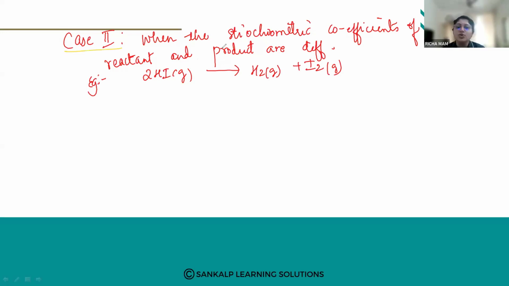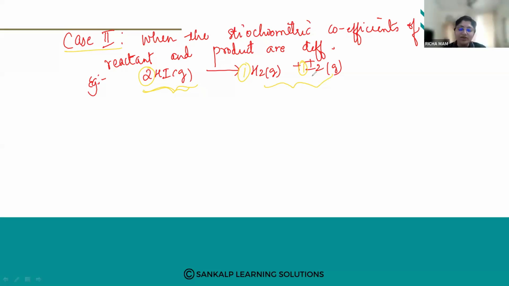Yes. So here the stoichiometric coefficients of the reactant and product are different. HI is 2 moles, this is 1 mole and this is 1 mole. So you can see the stoichiometric coefficients in the reactant and in the product are different. We get 1 mole of H2 or I2, so the rate of consumption of HI is twice the rate of formation of H2 or I2. For every 2 moles of HI, we get 1 mole of H2 and I2.